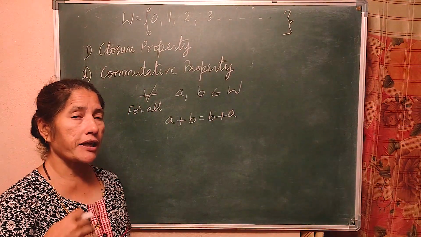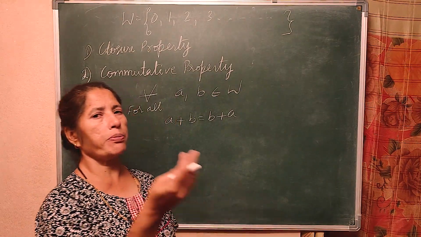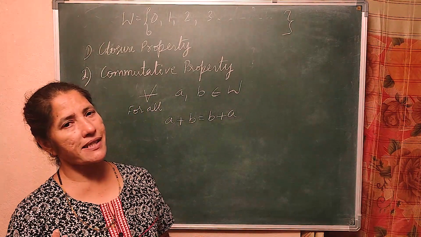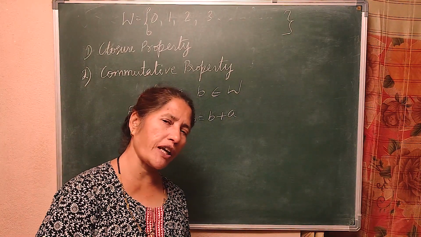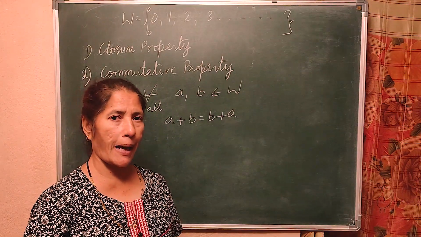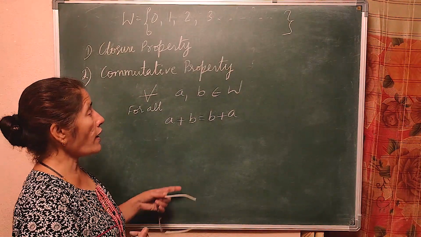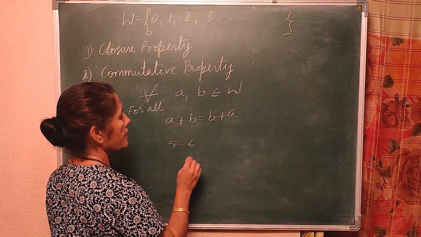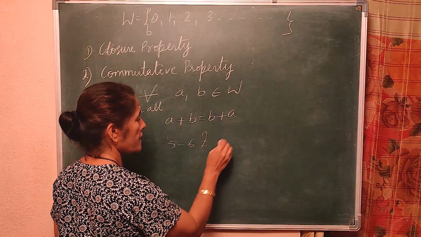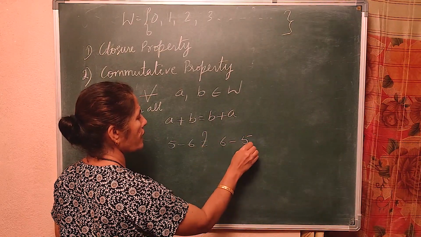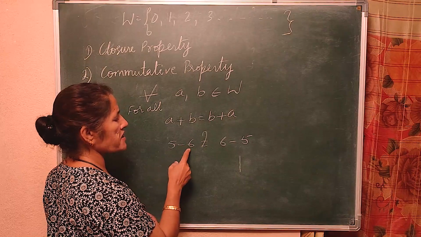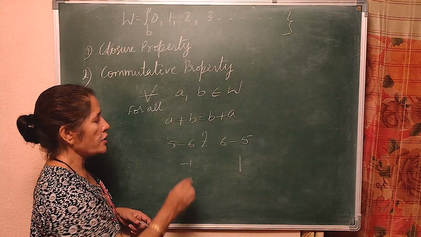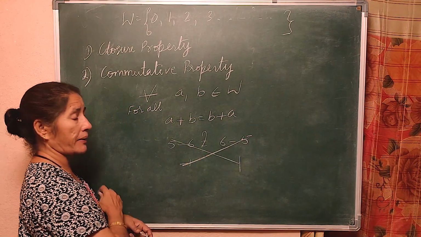Is it correct? 3 plus 2, 5. 2 plus 3, 5. 6 plus 3, 9. 3 plus 6, 9. 10 plus 5, 15. 5 plus 10, 15. Am I right? Yes. Now, what about subtraction? 5 minus 6. Is it equal to 6 minus 5? 6 minus 5 is equal to 1. 5 minus 6, no, it is minus 1. Minus 1 cannot be equal to 1, right? So it is not commutative under subtraction.